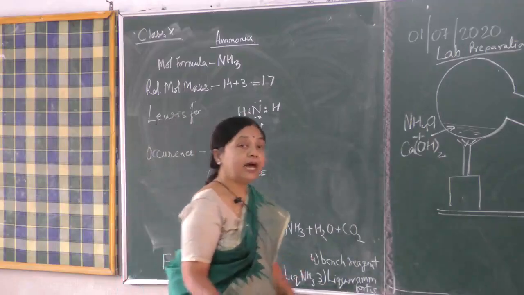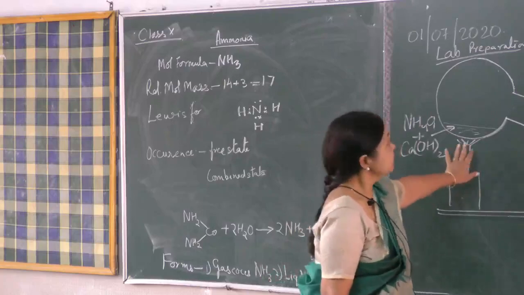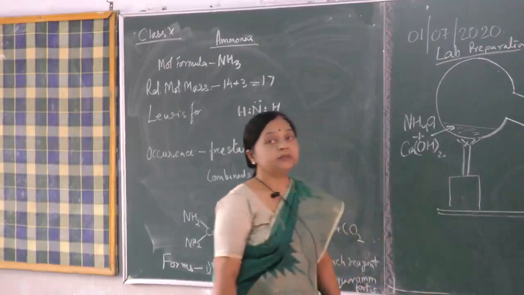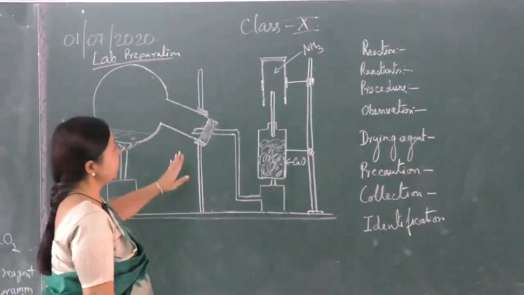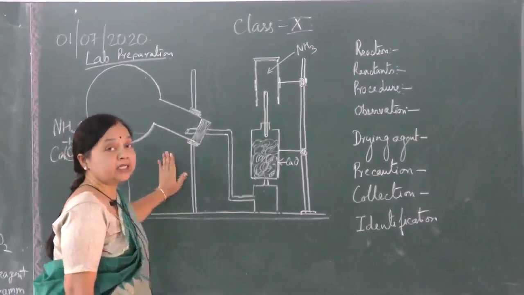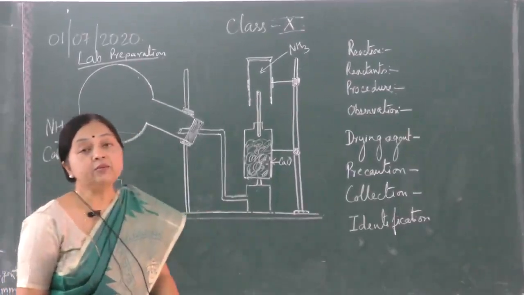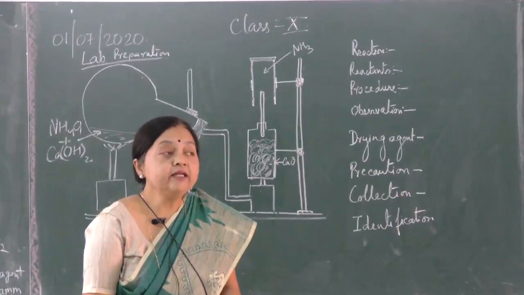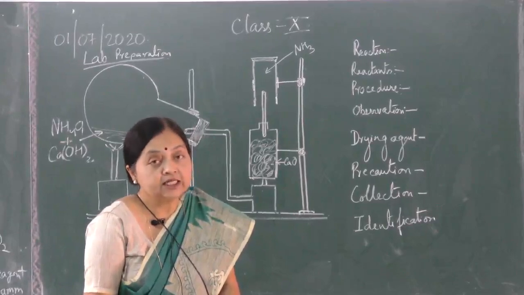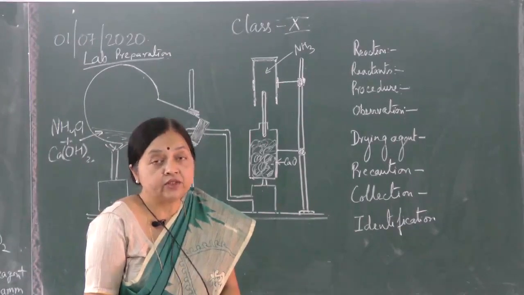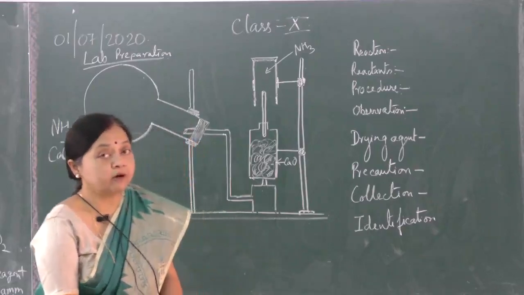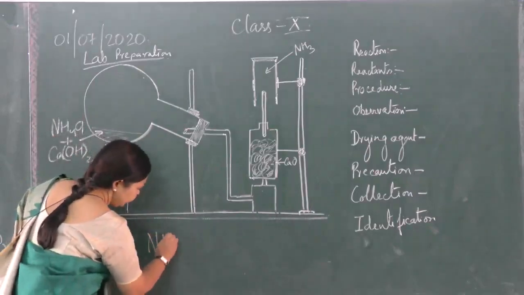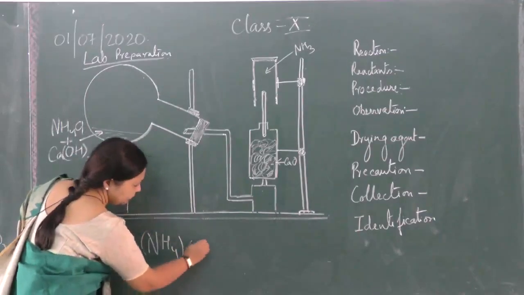Now we come to the lab preparation of ammonia. How do we prepare ammonia in the lab? Any ammonium salt, such as ammonium chloride or ammonium sulfate, when warmed with a caustic alkali like NaOH, KOH or Ca(OH)2, will form ammonia as one of the products. For example, suppose ammonium sulfate, (NH4)2SO4.